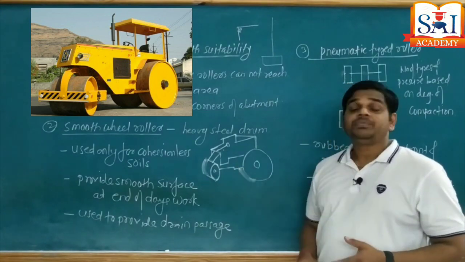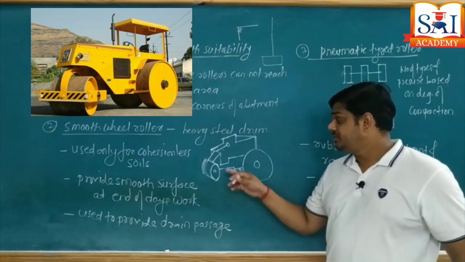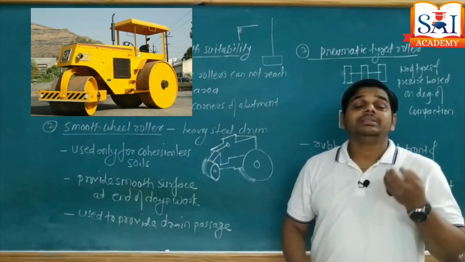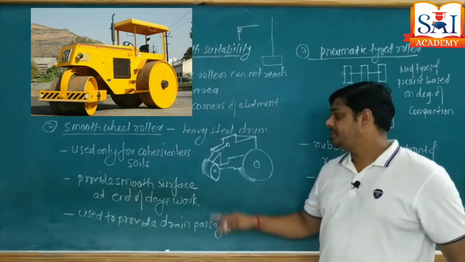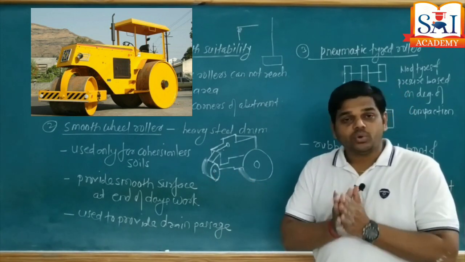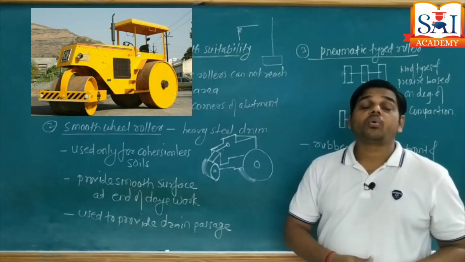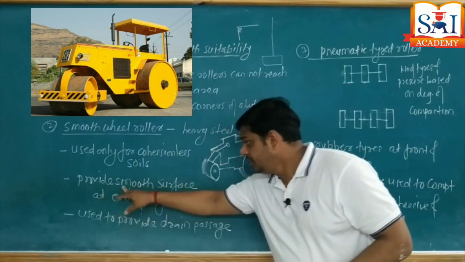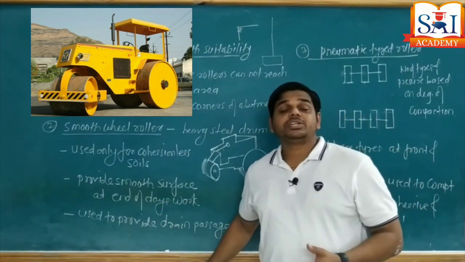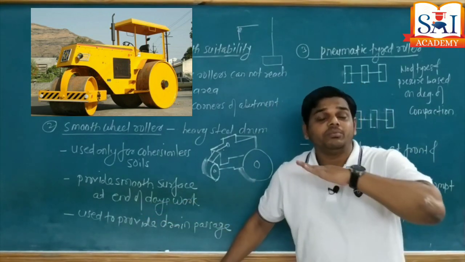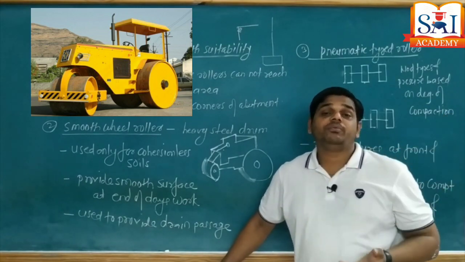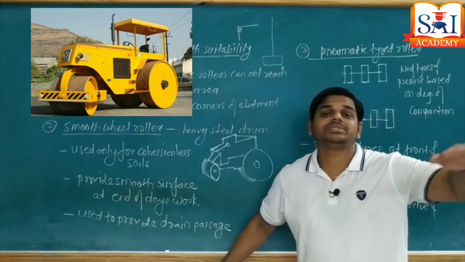When we are rolling a soil by using this smooth wheel, and if the soil is a clay soil that is cohesive, such a soil is going to stick to the surface of the wheel and compaction is not proper. That's why these rollers are applicable only for cohesionless soil. It provides a smooth surface at the end of the day's work. As I said, during construction of a bituminous road, when the roller rolls over the surface of bitumen aggregates, at the end of work we will find it's a smooth surface.